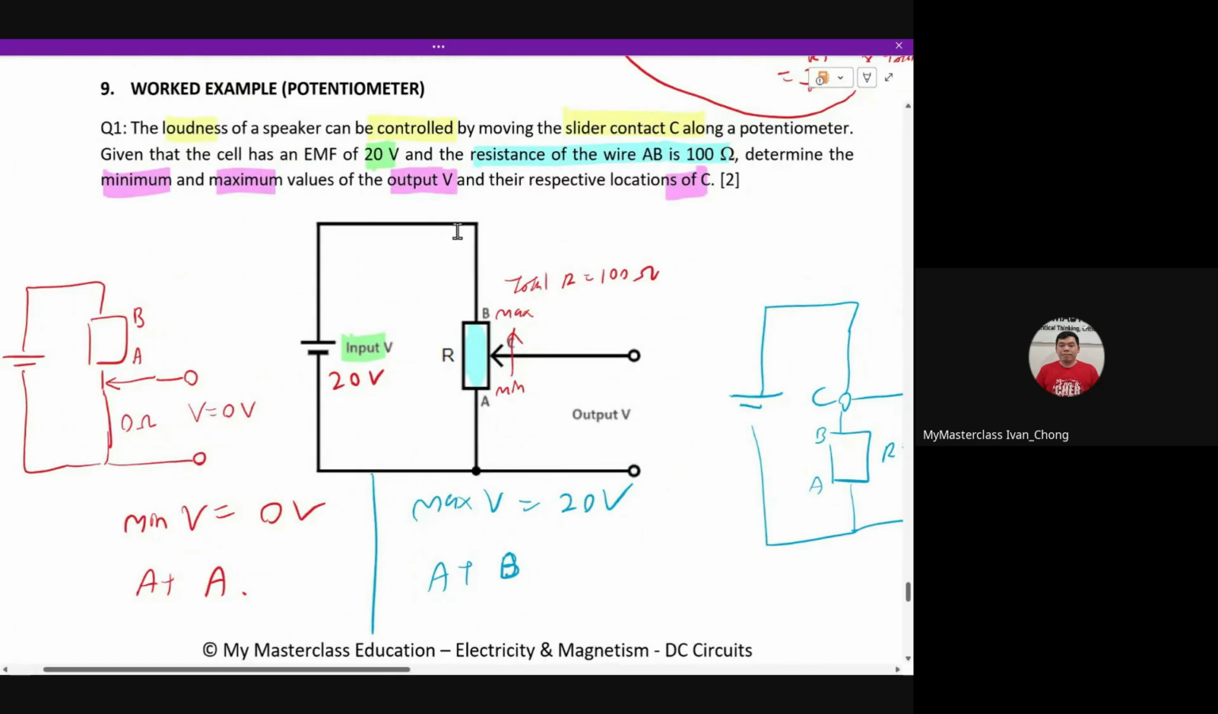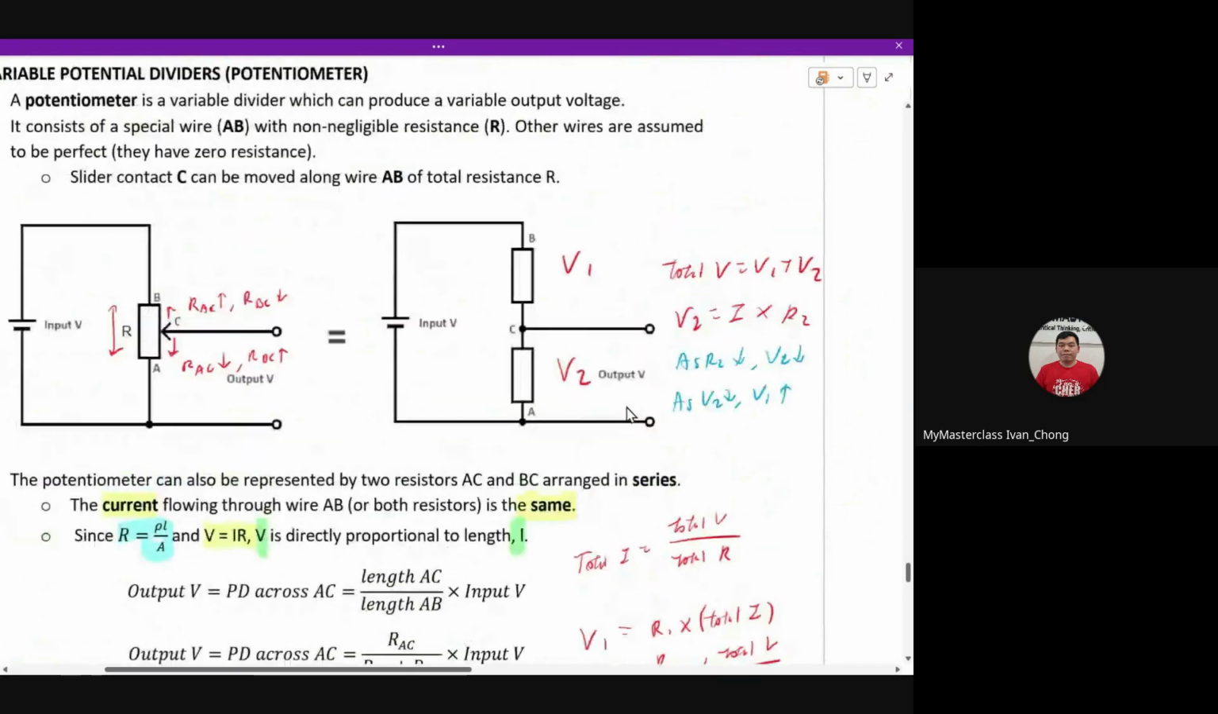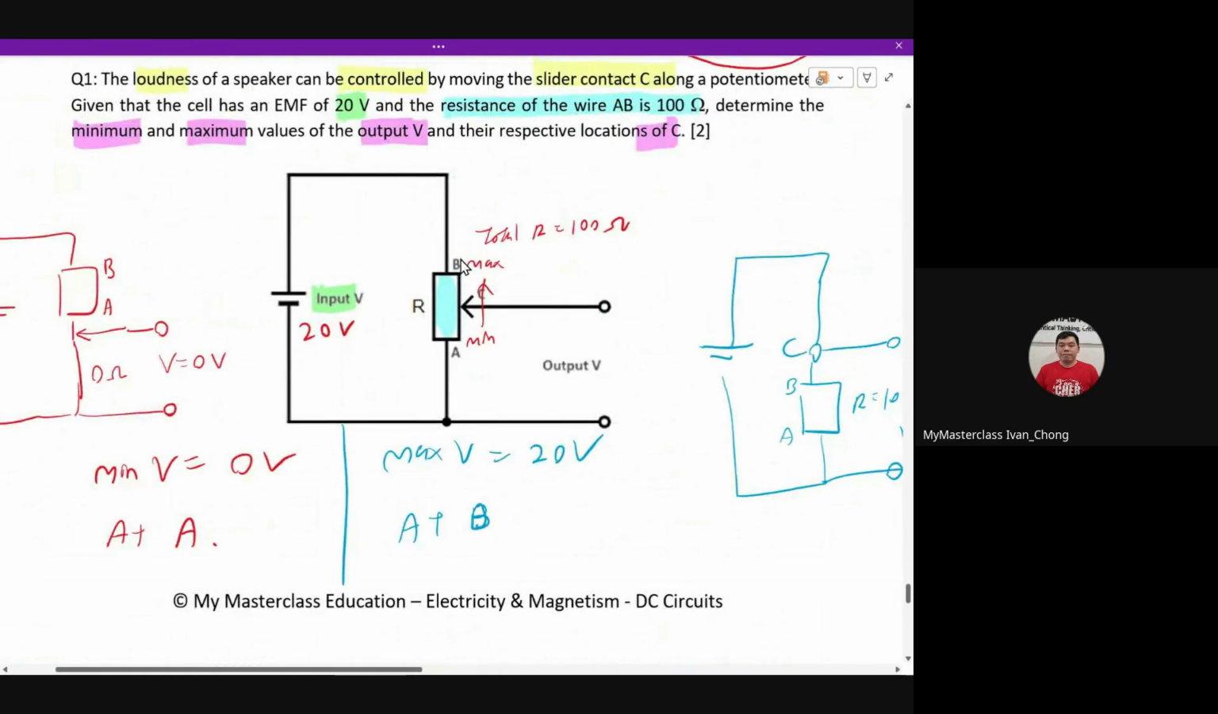So you need to double check because some questions can be a little bit complicated. Once it's too complicated for you, what you want to do is break down your potential divider into your two parts and then double check with the other parts. How does it affect? Does my current increase? Does my resistance increase? And so on and so forth.